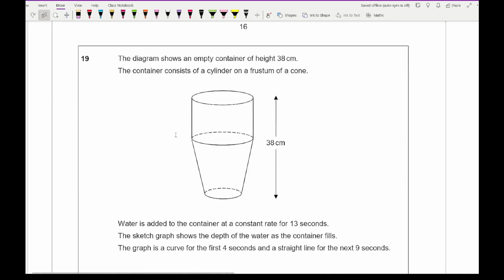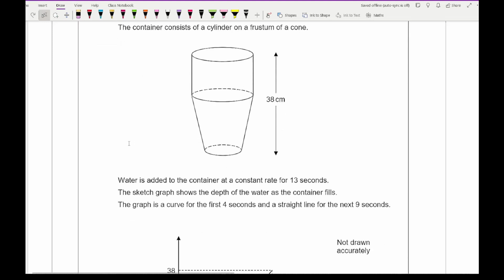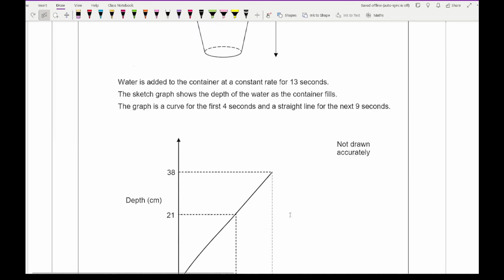Then moving on to question 19, it says the diagram shows an empty container of height 38 centimetres. The container consists of a cylinder and a frustum of a cone. Water is added to the container at a constant rate of 13 seconds. The sketch graph shows the depth of the water as the container fills. The graph is a curve for the first 4 seconds and then a straight line for the next 9 seconds.